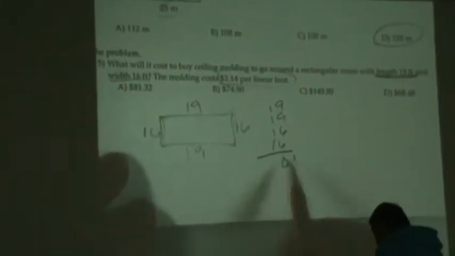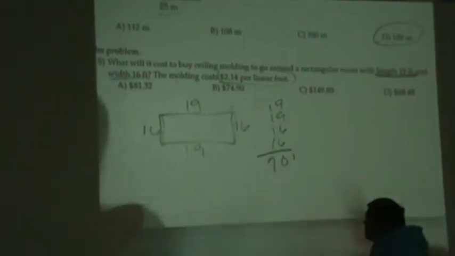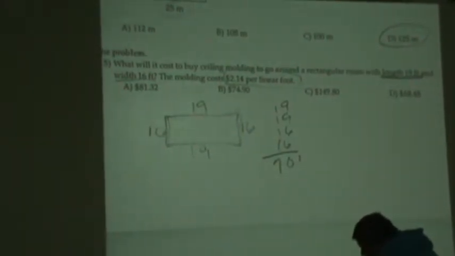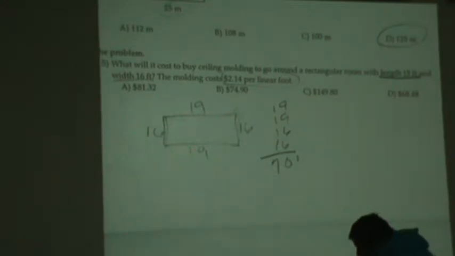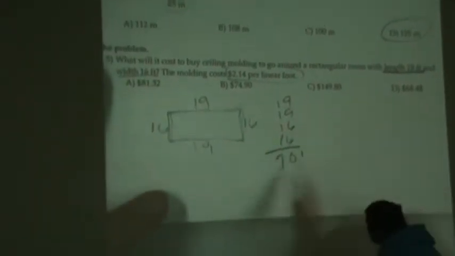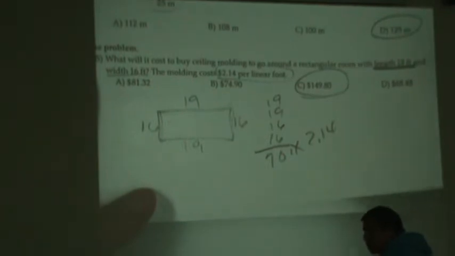So is that 70? Is that right? 70 times $2.19. I got $149.80. Yep, $149.80. Okay, number 6.